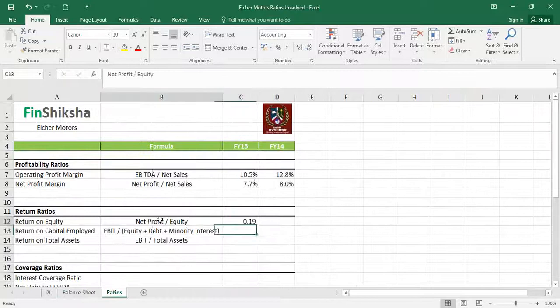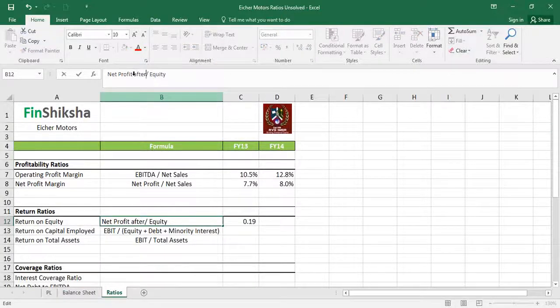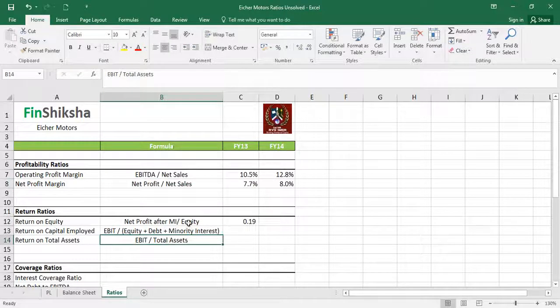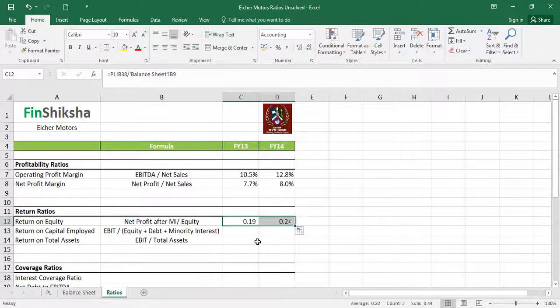We must specify after minority interest and net profit, right? So whenever we use net profit after minority interest, we'll mention net profit minus after minority interest, and we drag it on the right side. Again, percentage numbers is what it would be, right?